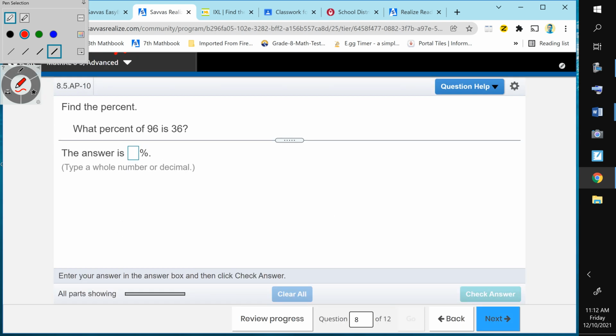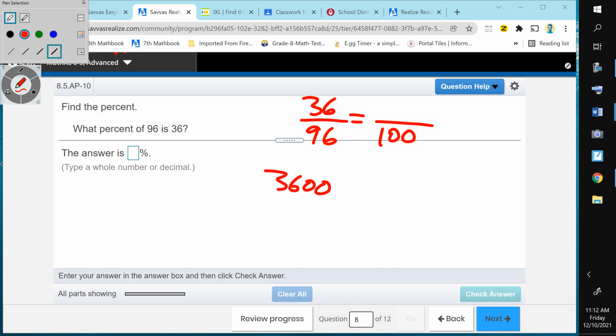Next. 8, 9, 10, 11, 12. I got 10 minutes to do 5 problems. That's not even enough time. Oh well. What percent of 96 is 36? Well, set this up. I'm going to have to go a little bit faster than I prefer. I'm going to cross multiply. And then when I divide, it's going to be this divided by 96.